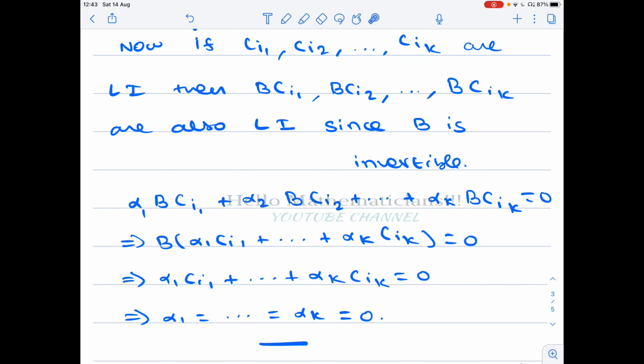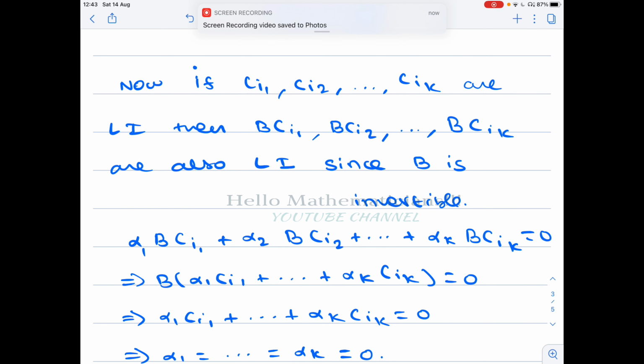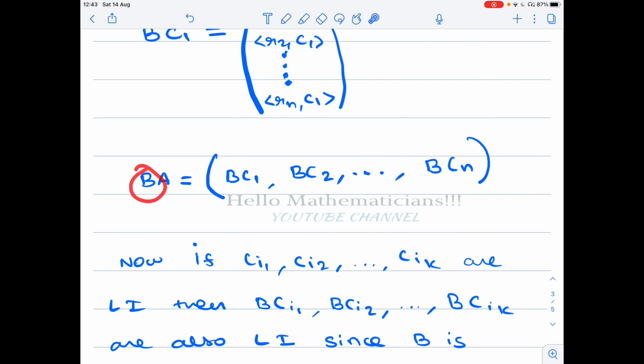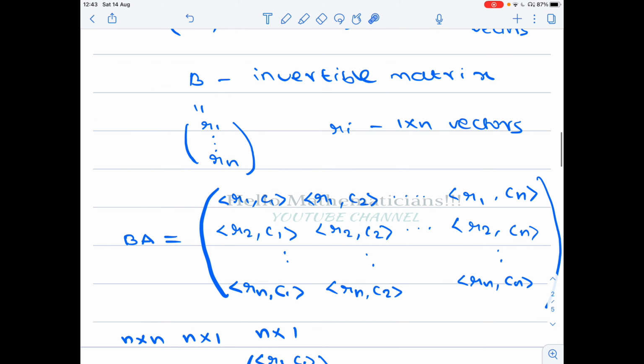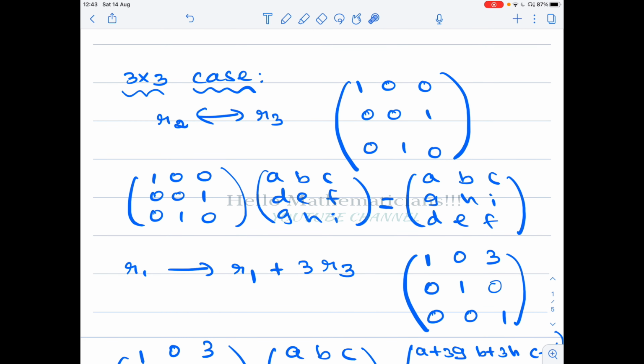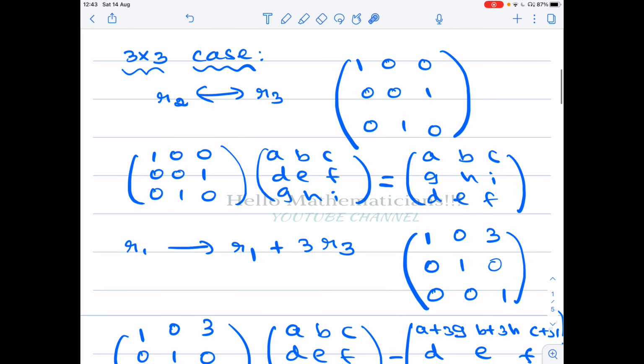So basically what we have proved is, if some columns are linearly independent in a matrix A, and you calculate B times A, if B is invertible, then the corresponding columns in BA are also linearly independent. Now we use this result to deduce our result. Note that there are three elementary row operations we saw. So we observe some result in the case of 3 by 3 matrices.